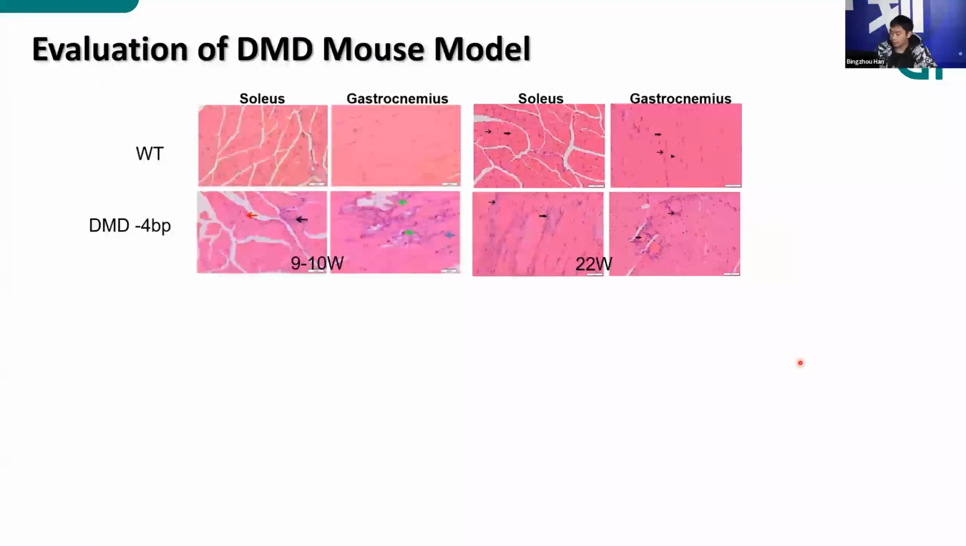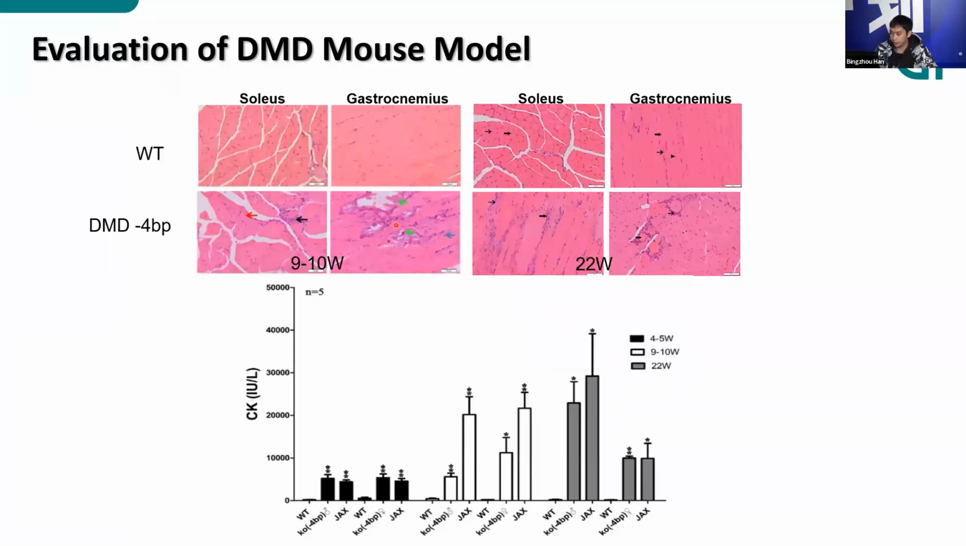So these are the functional tests of the muscles, and then we did some pathological tests in these mutants at two time points. One is 9 to 10 weeks, the other is 22 weeks. We looked at the triceps and the soleus muscles. We can see that in the mutant mice, there is typical dystrophy in these tissues, which is a classical symptom of human DMD syndrome. And some muscle functional disruption can be observed in these sections.